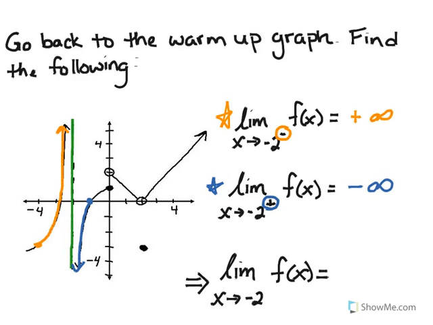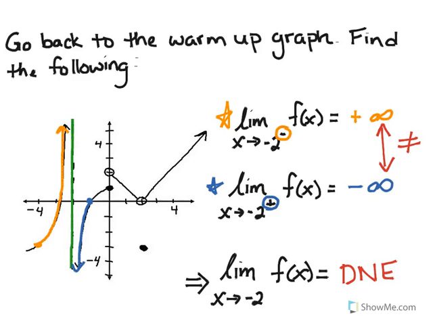Now, a limit overall means that if you have an answer, you're going to have the same y value from the left and from the right. And clearly, we can see that positive infinity and negative infinity are not the same thing. Therefore, the overall limit does not exist at x is negative 2, which matches the thinking that we have from our previous lessons.